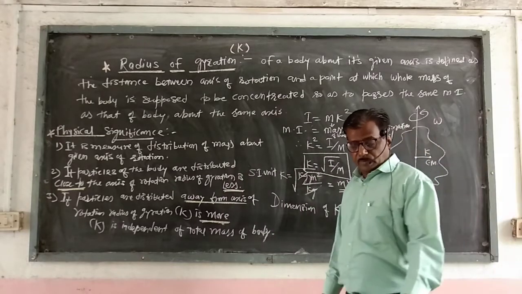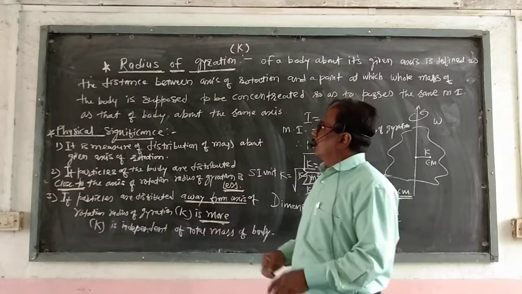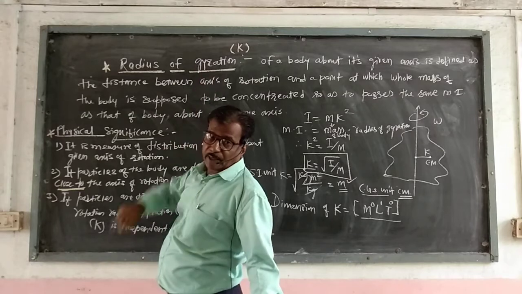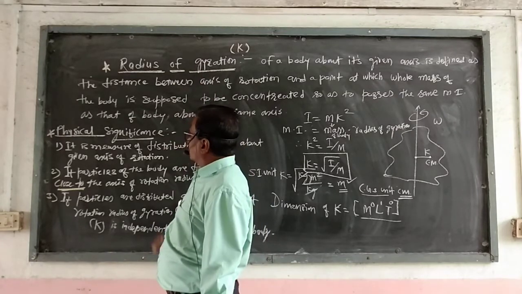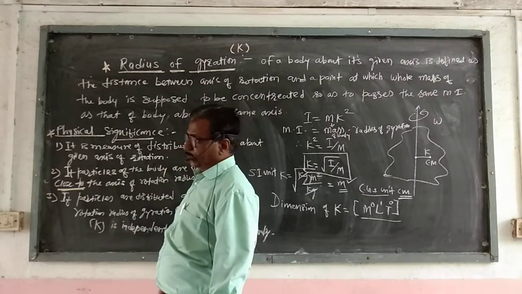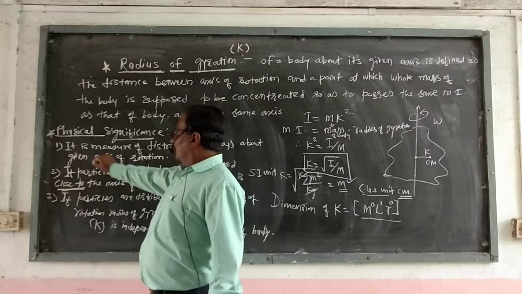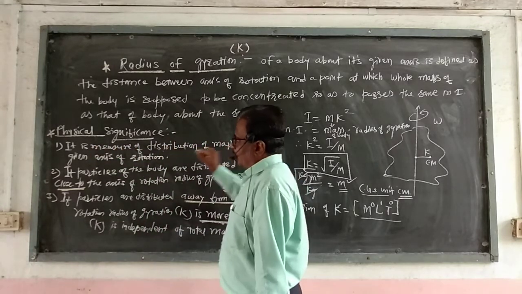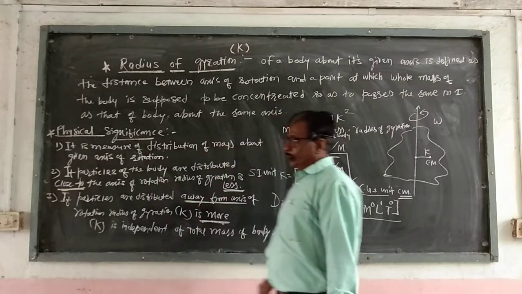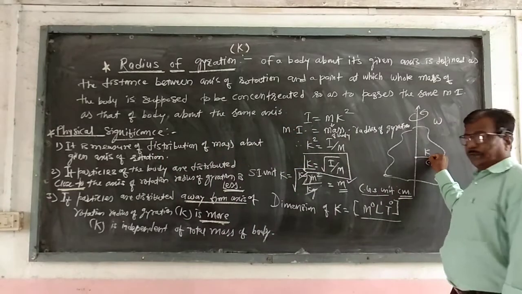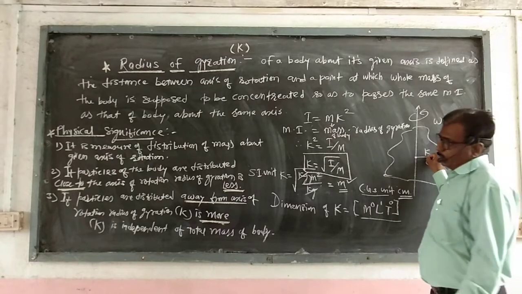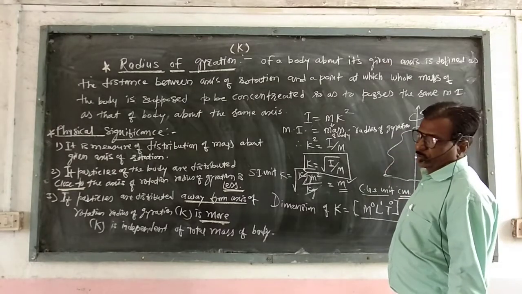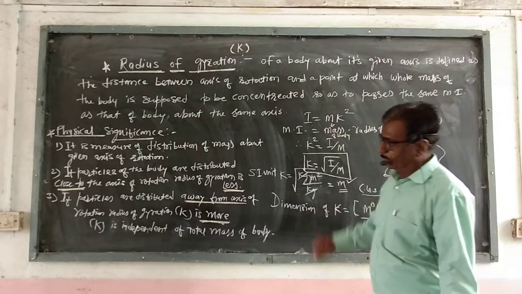Sometimes a 2 marks question may be asked: what is the physical significance of radius of gyration? So we find out its physical significance. The first point: it is the measure of distribution of mass about a given axis of rotation. That means the value of K tells us the distribution of mass about the axis of rotation. So that is the first significance.